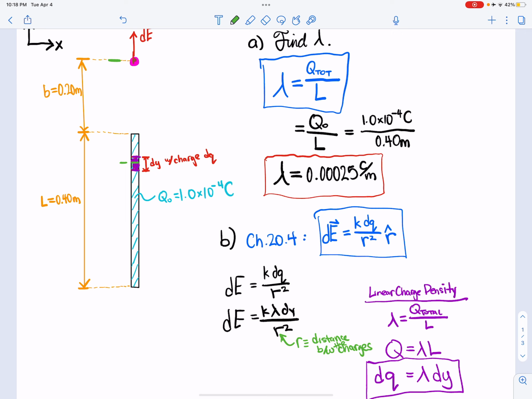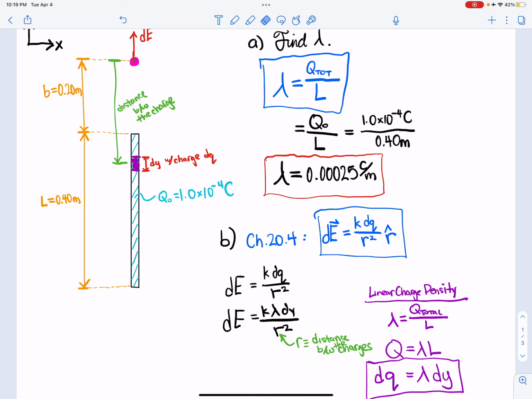Just imagine this is a little tiny chunk, right? Imagine dy wasn't that big. I had to make it a little big so you could see it. But imagine it was this height dy. So that distance right there is going to be r squared. Okay? So this is the distance between the charges, meaning the distance between this point P and this little charge I took from this little piece of the thin rod.